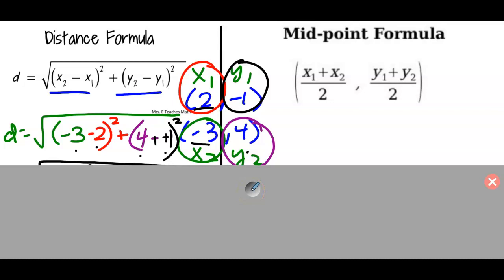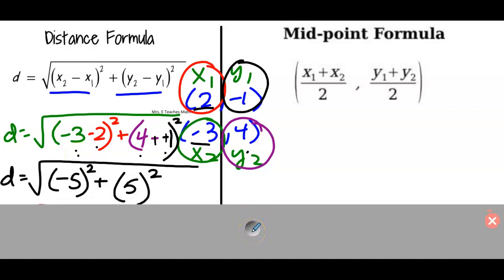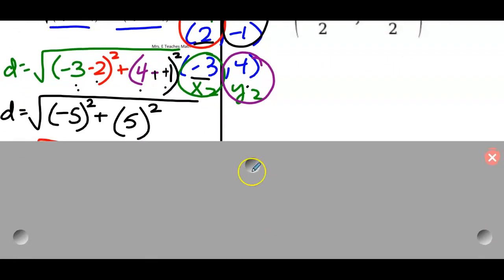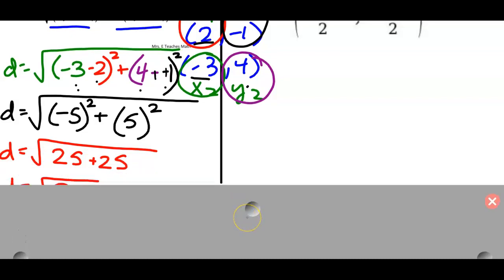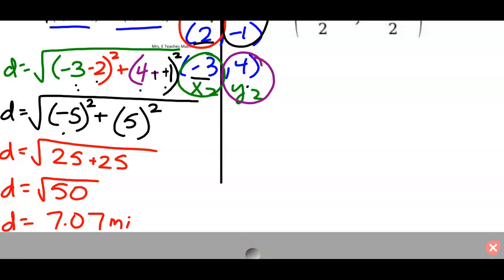As we go down, we're going to add these together. 2 plus -3 is -1... Then -3 minus 2 is -5. 4 plus 1 is 5. We're going to square both of those before we do anything, and then we're going to add them together. So we square both of those and get 25. Remember, anytime we have a negative number squared, it's always positive. So we get the square root of 50, which is approximately 7.07 miles. Okay?